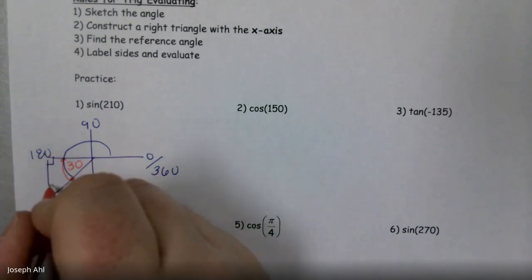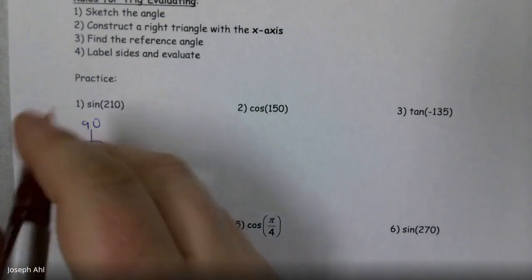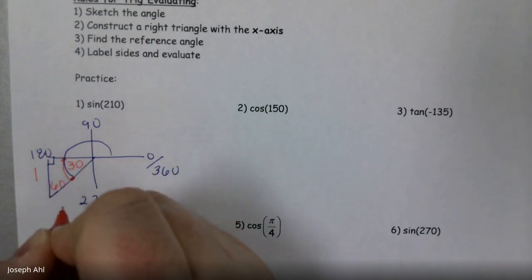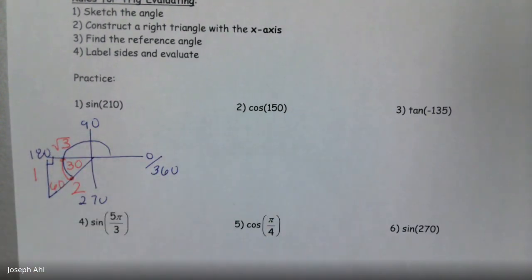All right, so if that's 30, that makes this 60 down here. And if I label the sides in a 30-60-90, you might have to flip back a page to remind yourself of the ratio. Across from 30 is 1. Across from 60 would be 1 radical 3. And the hypotenuse is 2.